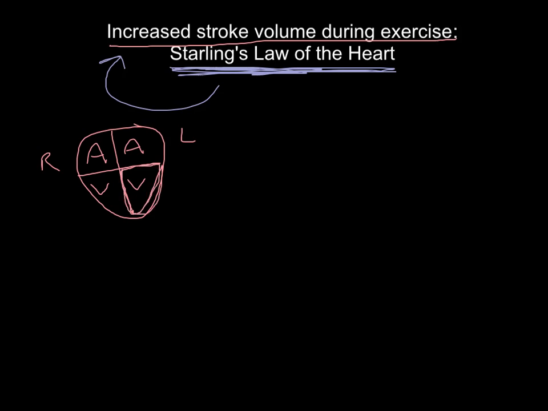We can say stroke volume is the volume of blood pumped out of the heart. That is absolutely fine, but remember, if you want to be even more technical, it's the volume of blood pumped out of the left ventricle. So what we're basically saying, and what Starling showed, is that during exercise, the amount of blood pumped out of that ventricle increases. Now, what people struggle with is, how does it do that?